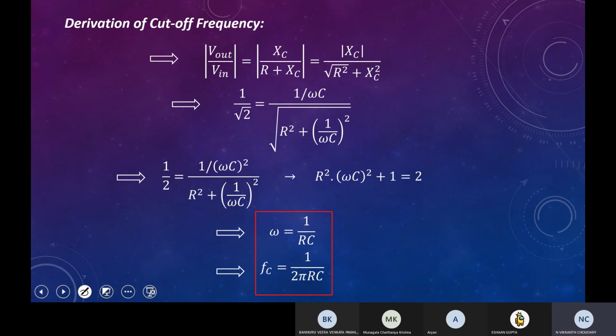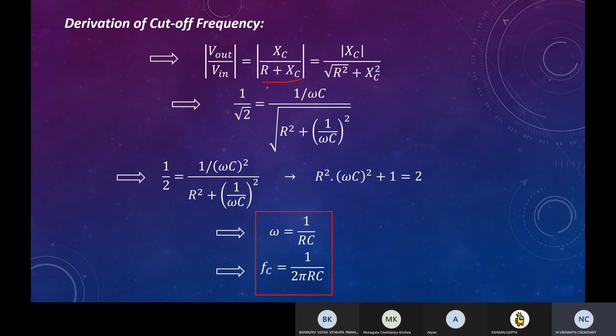And so now, derivation of cutoff frequency. For the cutoff frequency, we will take the mod of this thing. So we are not dealing with the phase shift now. We are just dealing with the magnitude of the gain. So Vout by Vin is Xc by R plus Xc.